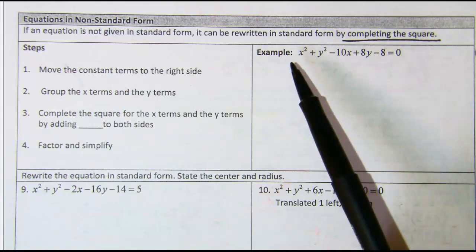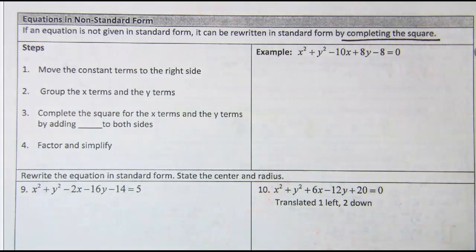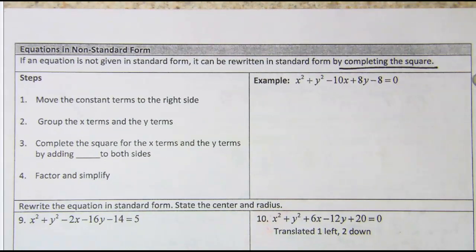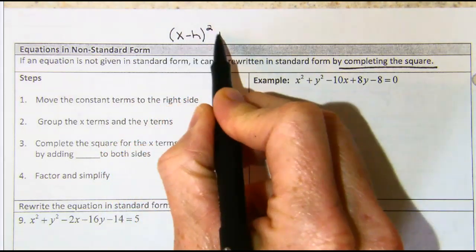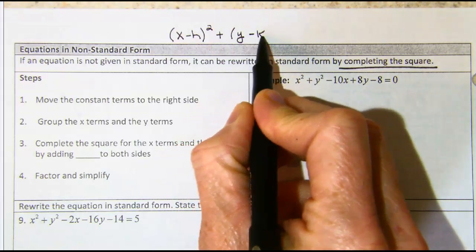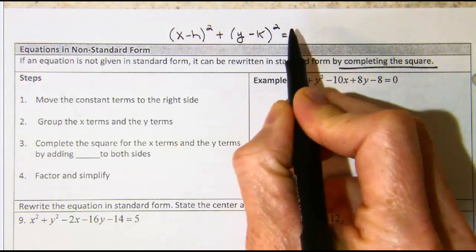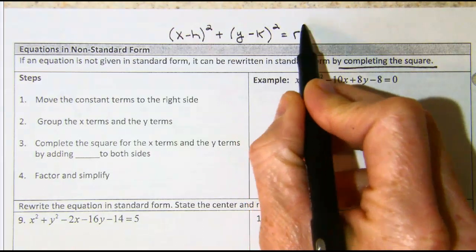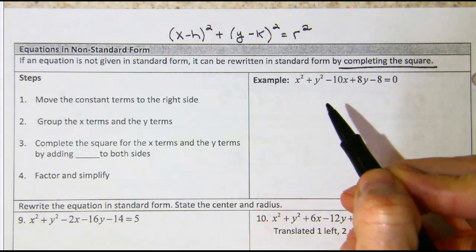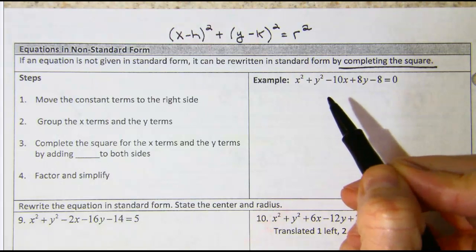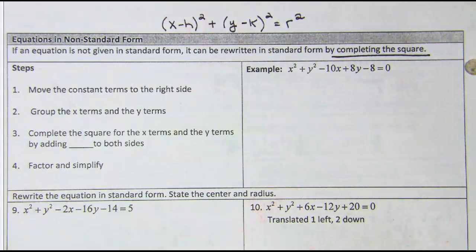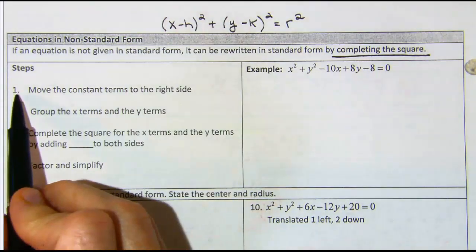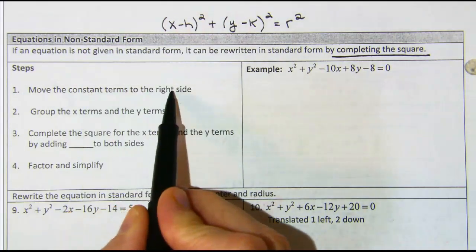Yesterday we looked at the normal standard form equation, and let's go back up here and refresh that. That is (x minus h) squared plus (y minus k) squared equals, and if you recall, r squared. So that is the standard form of an equation for a circle. The example looks nothing like that, but we can complete the square to make it look like that. There are 4 steps. Step 1, move the constant terms to the right side.